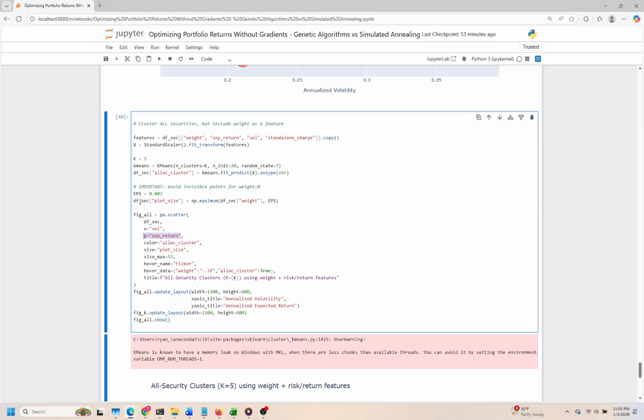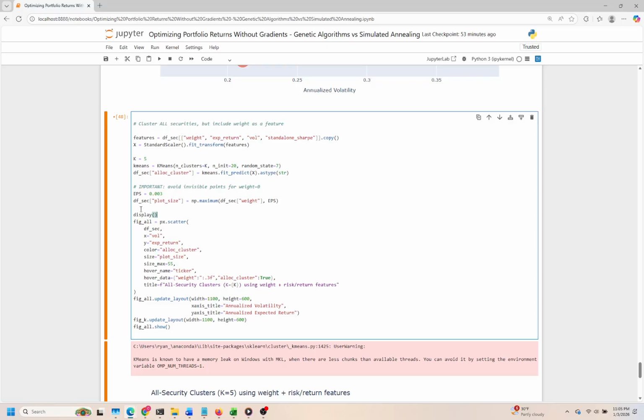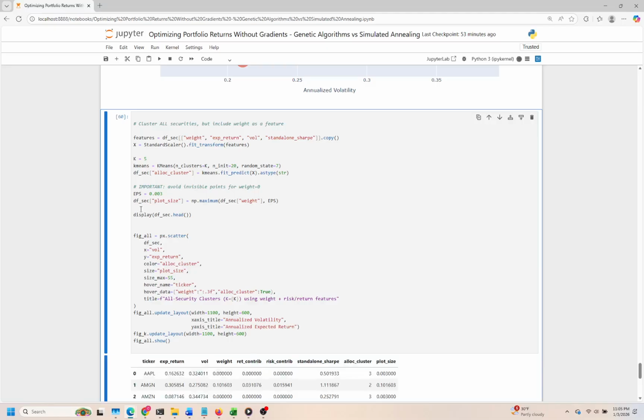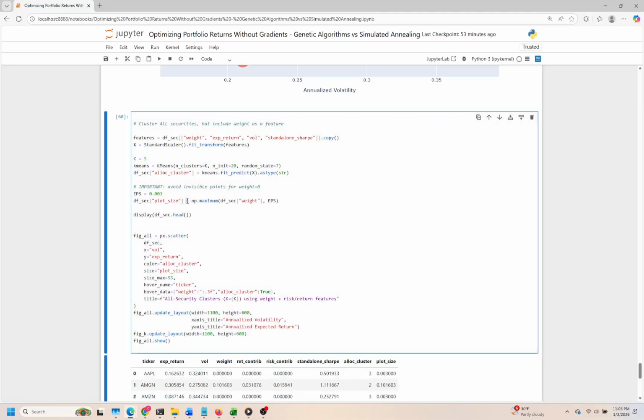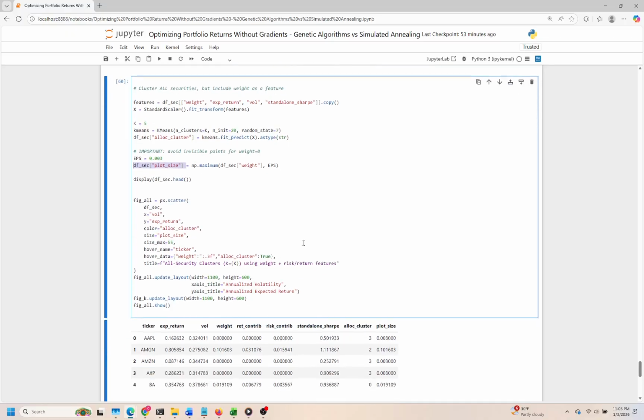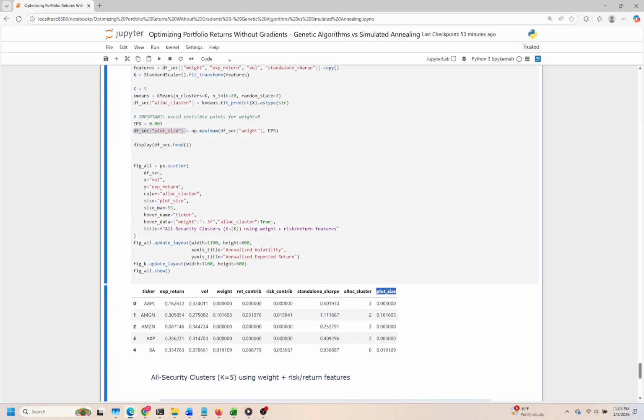The bubbles in the plot are sized according to the security's weights, which means that larger bubbles indicate a higher allocation in the portfolio. Through this analysis, we gain insights into which clusters may offer attractive risk-return profiles. This information is vital for strategizing future investment allocations and understanding security dynamics within each cluster.